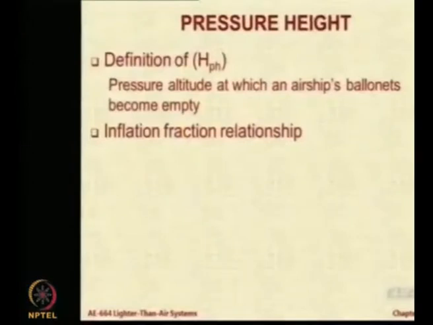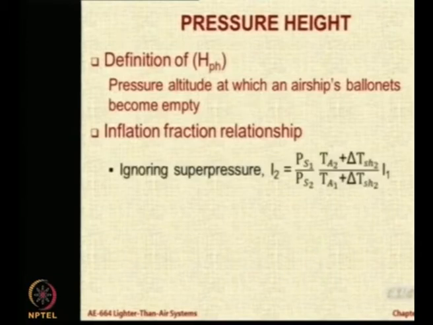So let us recall the inflation fraction relationship applicable. If we ignore super pressure, we have seen earlier that the inflation fraction at any operating condition 2 is equal to the ratio of the pressures, PS1 upon PS2, into the ratio of the temperature at altitude 2 upon altitude 1, times the inflation fraction at condition 1. In the temperature, I have also included superheat terms. So I have ignored super pressure, but I have retained the superheat terms. This is something that we had already derived earlier; I am just reproducing it here for continuity.